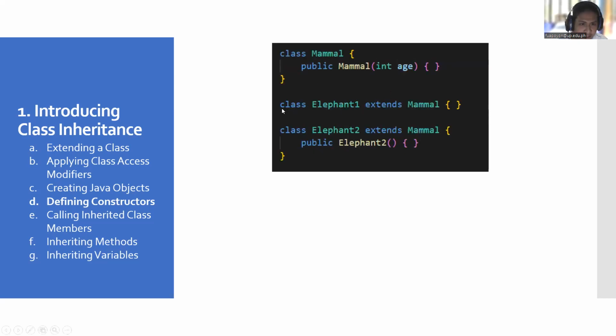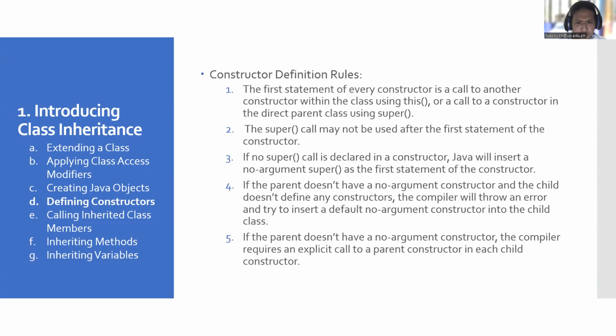We have here another example. Class Mammal and public Mammal with int age. So this is the constructor of your Mammal. If we call this class Elephant1 extends Mammal, what's wrong here? You don't have a constructor. So following rule number 5, I think, here, the parent does not have a no argument constructor. The compiler requires an explicit call to a parent constructor in each child constructor.